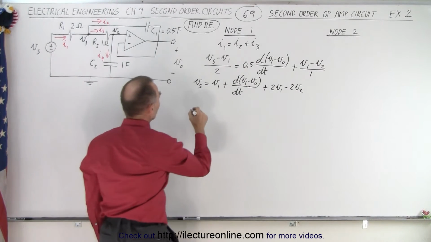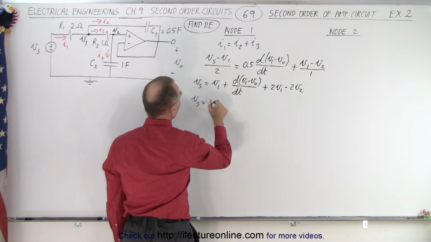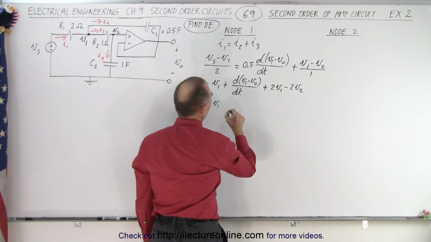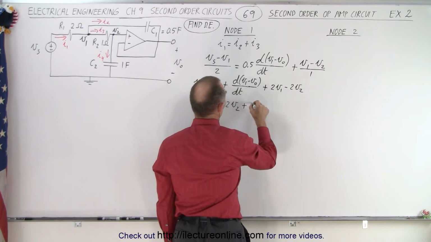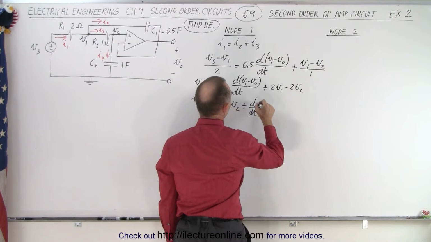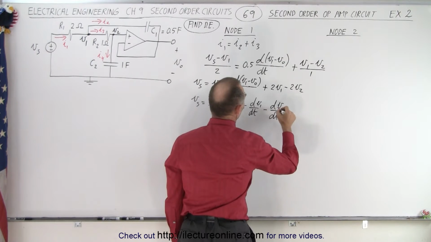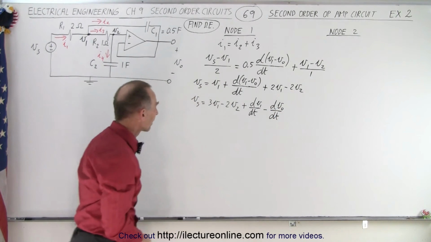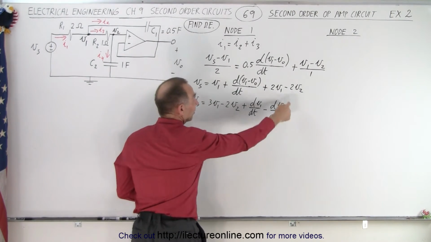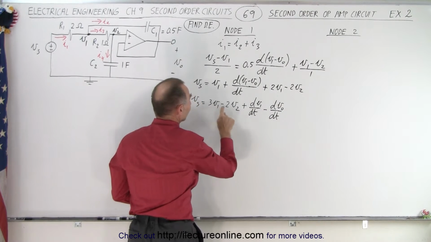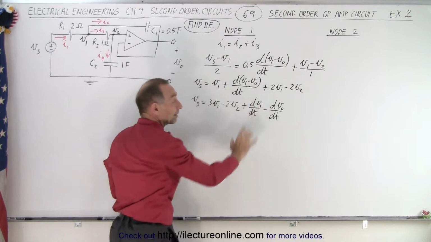And then we can simplify just a little bit more. And so we can write this as the source voltage is equal to 3V1 minus 2V2 plus the derivative with respect to time of V1 minus the derivative with respect to time of the output voltage. All right, notice that the only thing in the equation that we want on the right side is this term right here. We want to find some values for V1 and V2 and the derivative of V1 with respect to time in order to substitute that to find the equation.